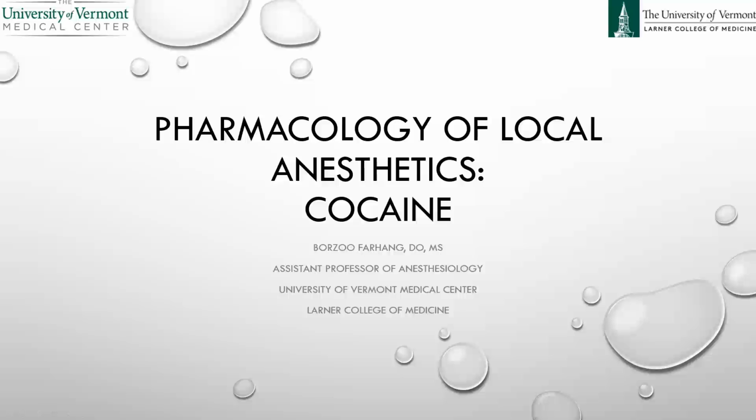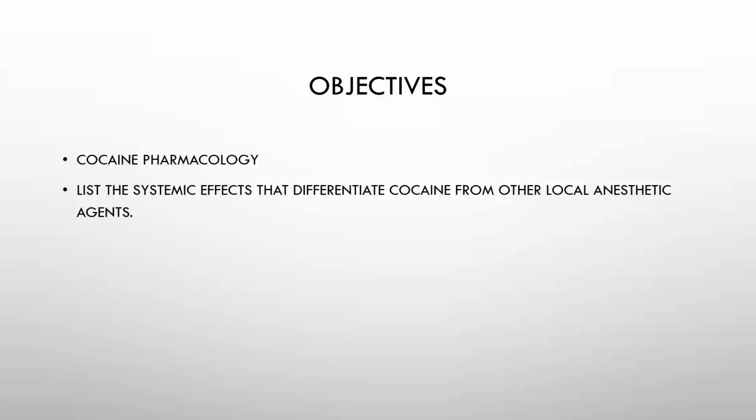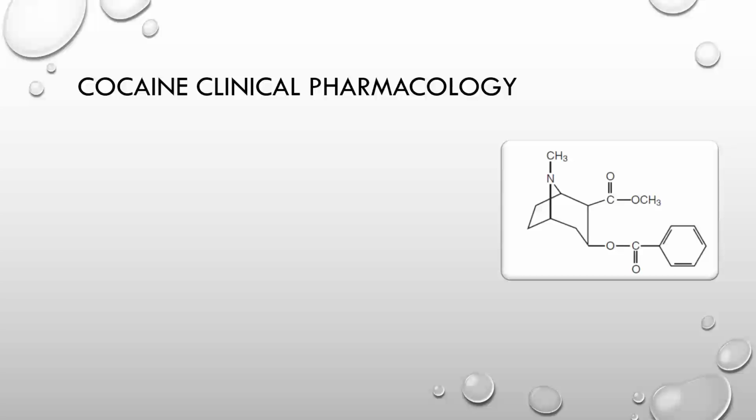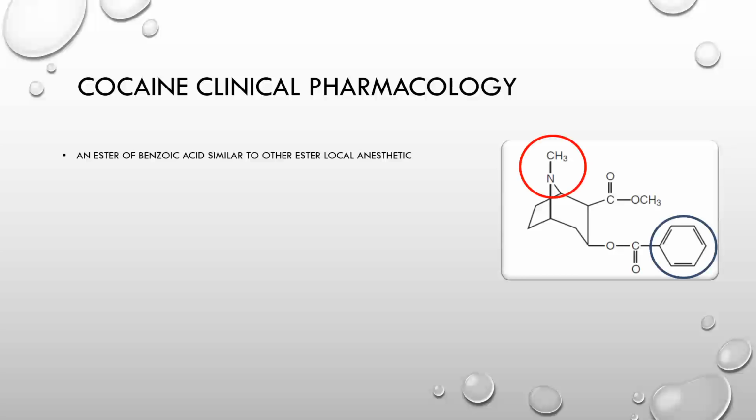In the next section, we're going to talk a little bit about cocaine, and we're going to cover cocaine pharmacology and some systemic effects that differentiate cocaine from other local anesthetics like lidocaine. Cocaine is an ester of benzoic acid similar to other ester-type local anesthetics, so it contains an aromatic residue that you can see with blue circles and a tertiary amine in the red circle that are connected by an ester linkage.